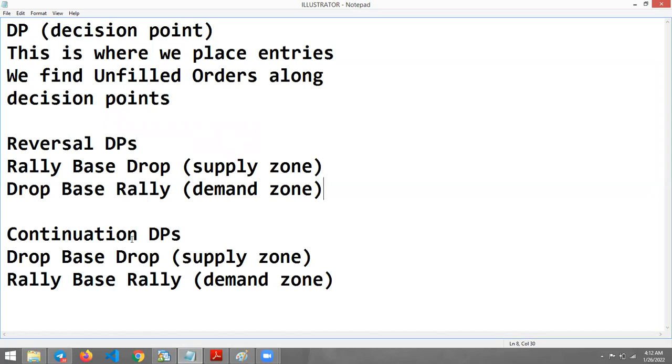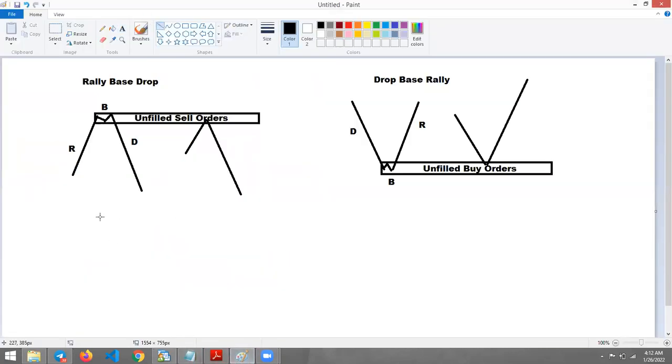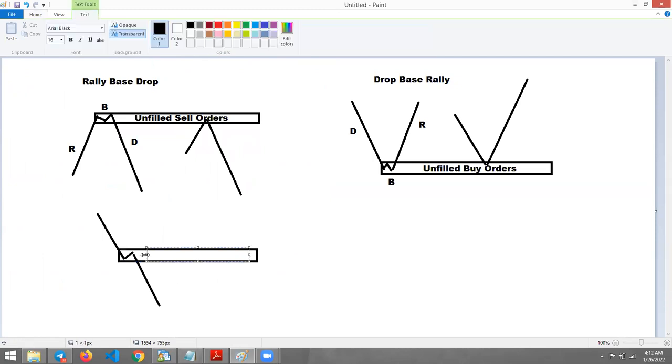Now, for the continuation decision points, we have what we call the drop, base, drop. So price will drop, form a base, and then drop. So of course, along this area here, that decision point, this will be a supply zone. Here we shall have what we call unfilled sell orders.